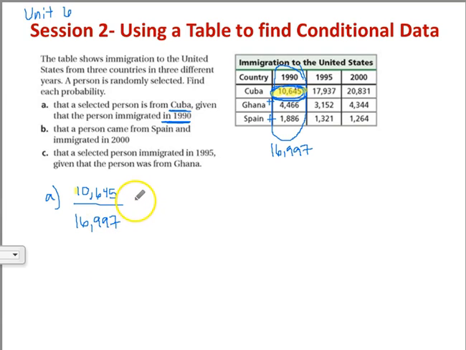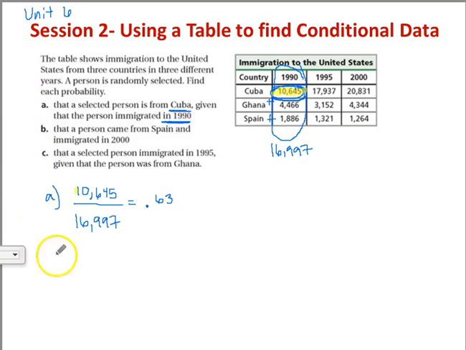I think it doesn't say anything about the format. We can leave our answer like that, or we can put it in a decimal format. 10,645 divided by 16,997. When I divide those two numbers, I always like to round to 2 decimal places. I want to round up since the number behind the 2 is a 6, so it would actually be 0.63 or 63%.